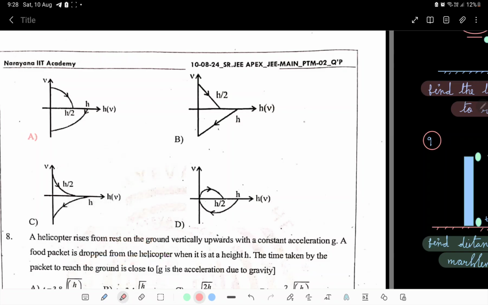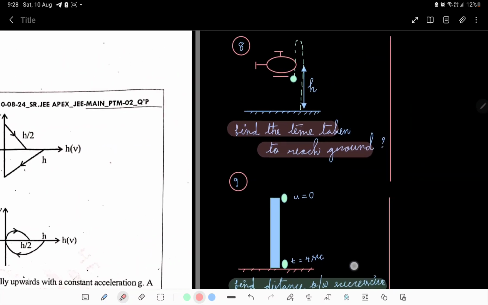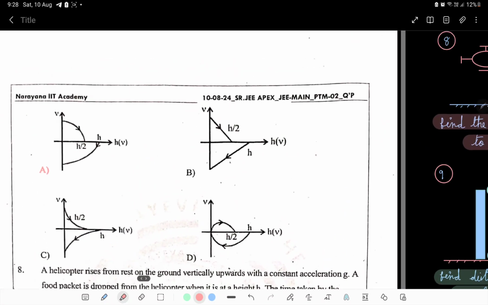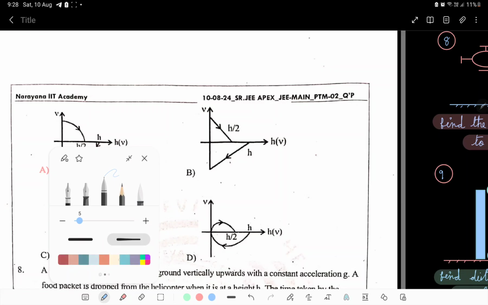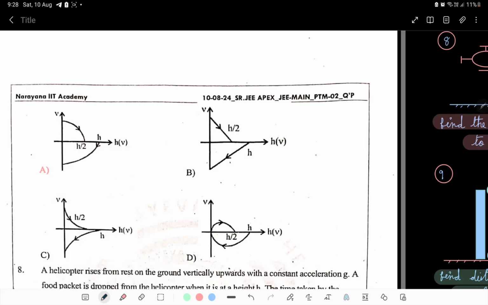So let me explain. I didn't draw the graph for this because I know it's a previous year question. If you want me to explain, let me show the color. We know that when the ball is freely falling onto the ground, we have v equal to under root of 2gh. This v, or v square, is directly proportional to h, therefore it is going to be like a parabola.